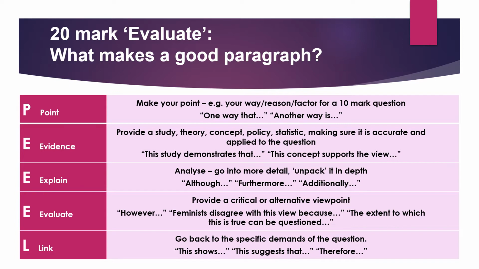Explain does overlap a little bit with the analysis. So go into more detail, unpack it. Although, furthermore, in addition, this links to this because, however, this for, therefore. Evaluation, again, is just coming back to this. So, however, this theory would disagree with this person because of this, and they view that. This links back to the question and suggests and shows, therefore. So we've got the PEEL sort of structure.